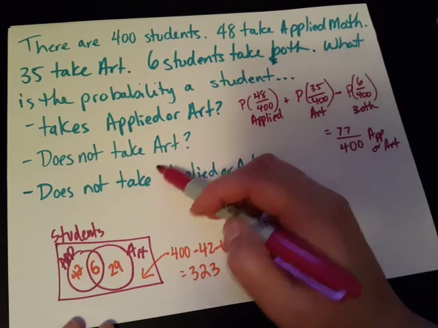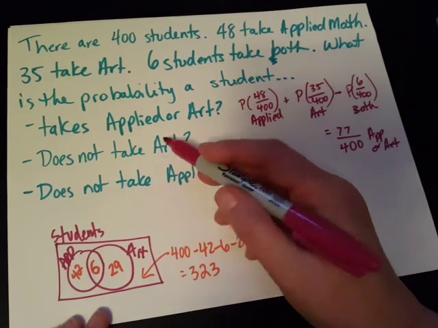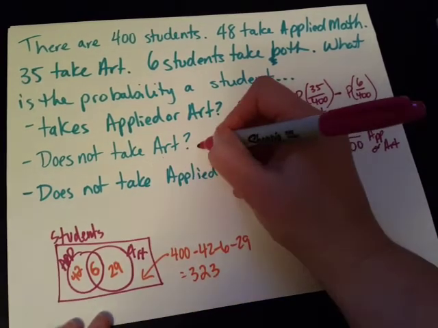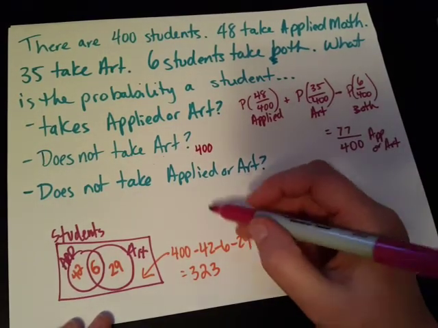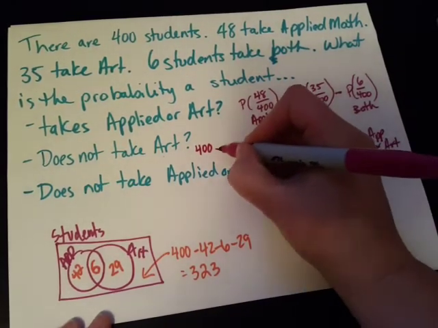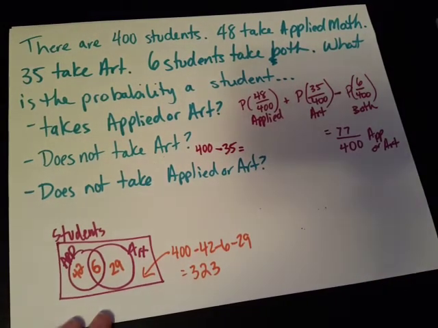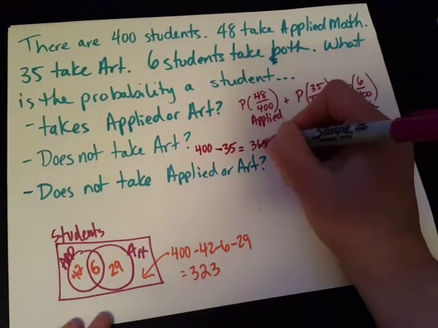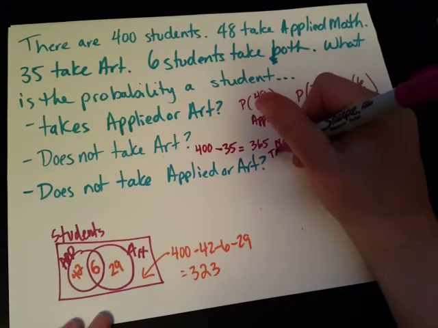What's the probability that a student does not take art? So in order to not take art, we would take the whole. So 100% of the students are 400 students and subtract off the 35 that are taking art. So 365 not taking art.